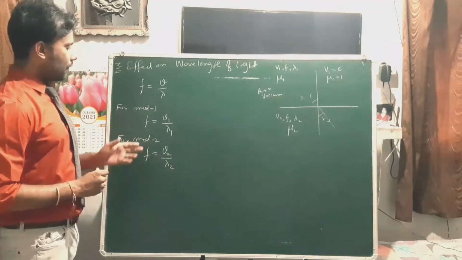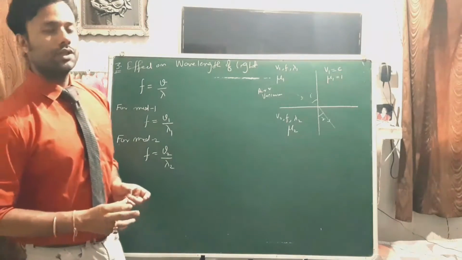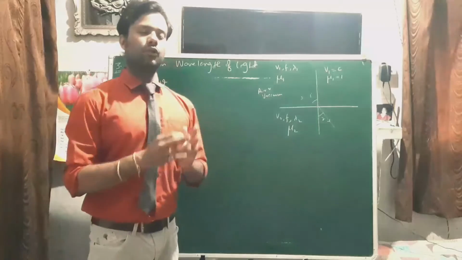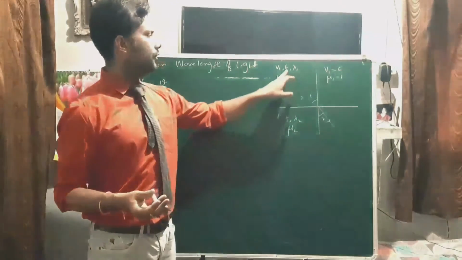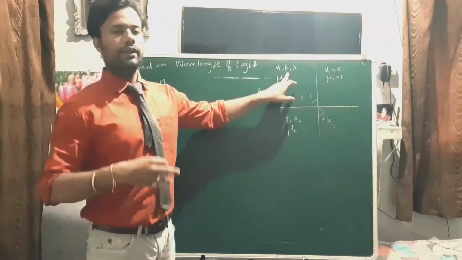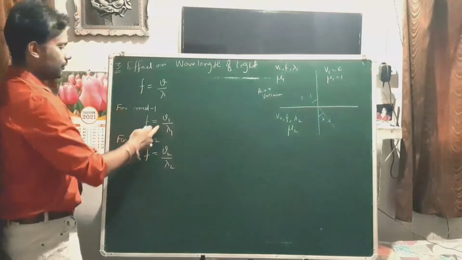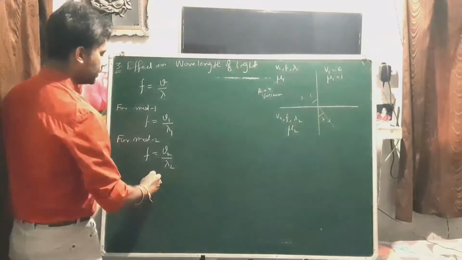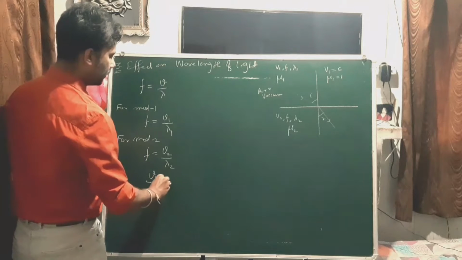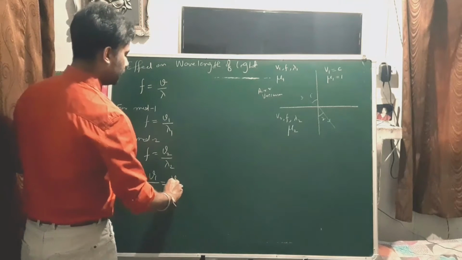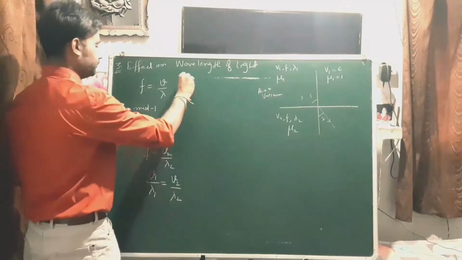Now why have I written f on both sides, why not f1, f2? Because you know that frequency does not change while light changes the medium. So in the first medium frequency is f, and similarly in the second medium also the value of frequency is f. So equate them. When you equate them, you will get v1 upon lambda 1 equals v2 upon lambda 2, right?